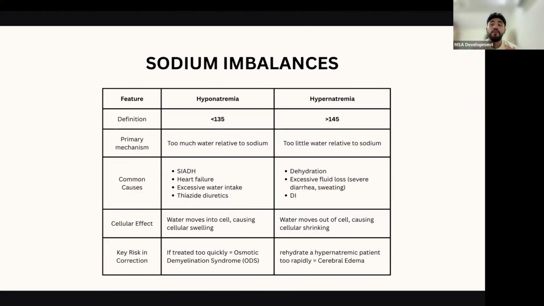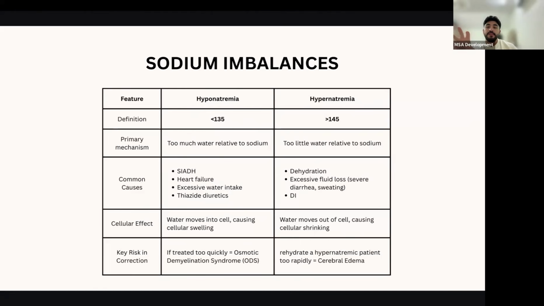Sometimes you can have inappropriate release of ADH, so you're basically going to have a lot of water retention in the body. Also, sometimes you can have masked hyponatremia, right? Excessive water intake, or even thiazide diuretics. Why thiazide diuretics? Because it's going to let go of the sodium, all right? So these are the common causes of why you could have hyponatremia.